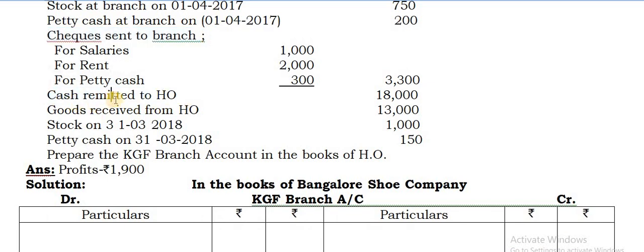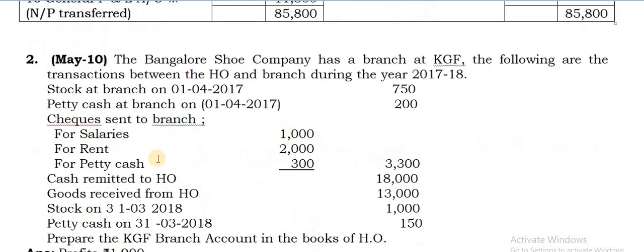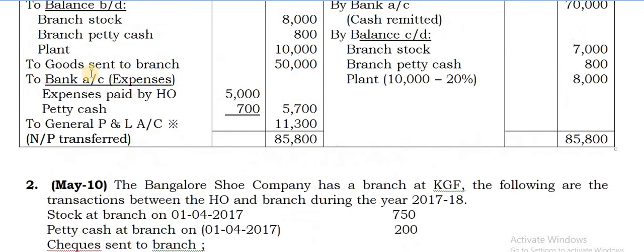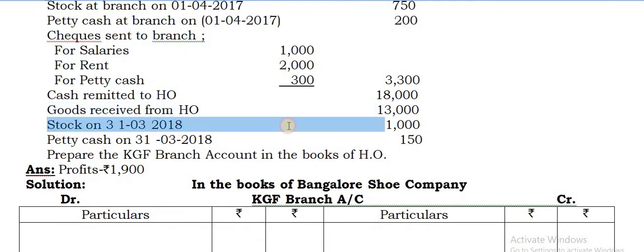ಕ್ಯಾಶ್ ರೆಮಿಟೆಡ್ ಟು ಹೆಡ್ ಆಫೀಸ್. ಕ್ಯಾಶ್ ರೆಮಿಟೆಡ್ ಟು ಹೆಡ್ ಆಫೀಸ್ ಇದೆಲ್ಲಿ ಬರುತ್ತೆ? ಕ್ರೆಡಿಟ್ ಸೈಡ್ ಇತ್ತು. ರೆಮಿಟೆನ್ಸಸ್ ಹೇಳಿದ್ನಲ್ಲ, ರೈಟ್, ಬೈ ಬ್ಯಾಂಕ್ ಅಕೌಂಟ್. ದೆನ್ goods received from head office, this is the goods sent to branch, like this. You have to write on debit side. Then closing cash ಕೊಡ್ತಾರೆ, closing assets, that is stock and cash. This you can take on credit side.